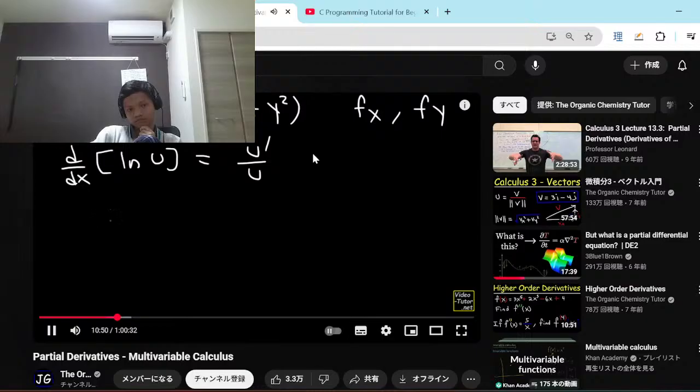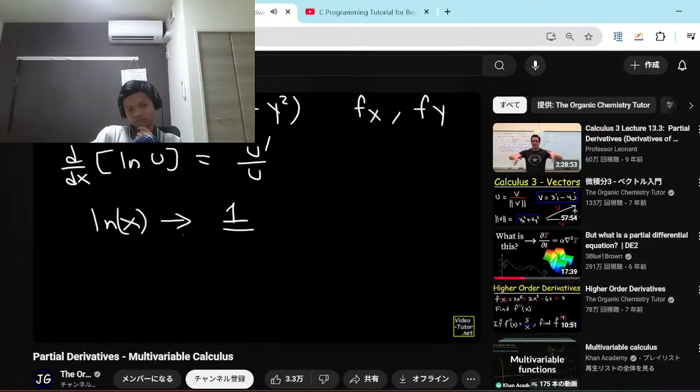So for example, if you want to find the derivative of ln x, it's going to be the derivative of x, which is 1, divided by the original stuff on the inside, which is x, so you get 1 over x. So now let's solve the problem that we have. Let's find f sub x.